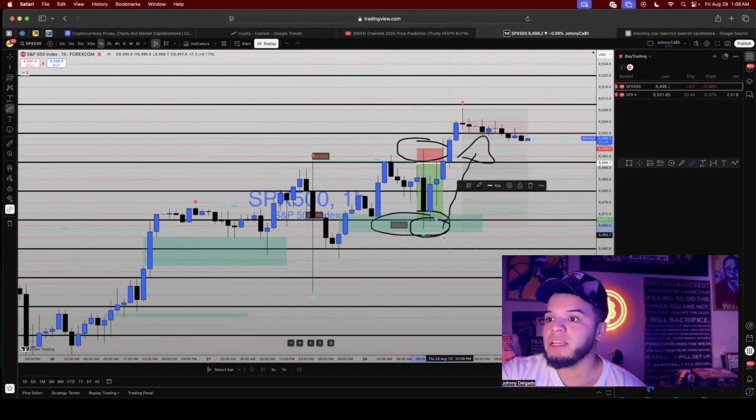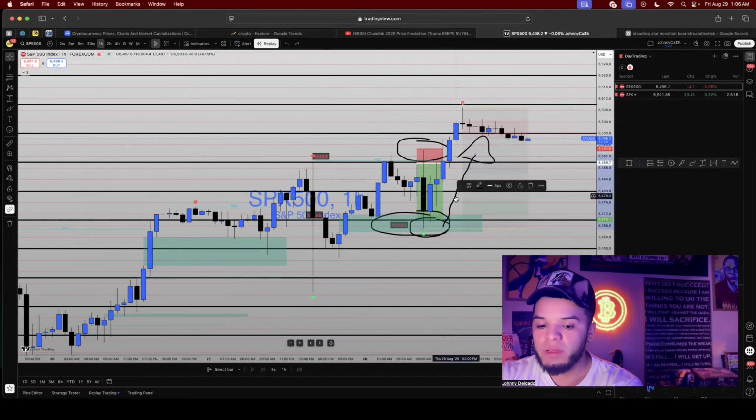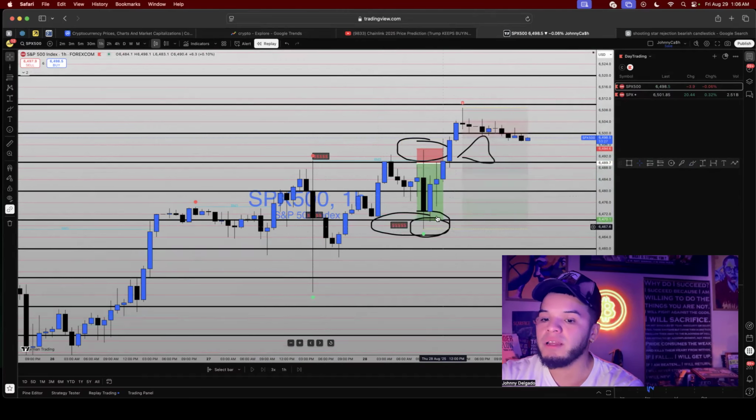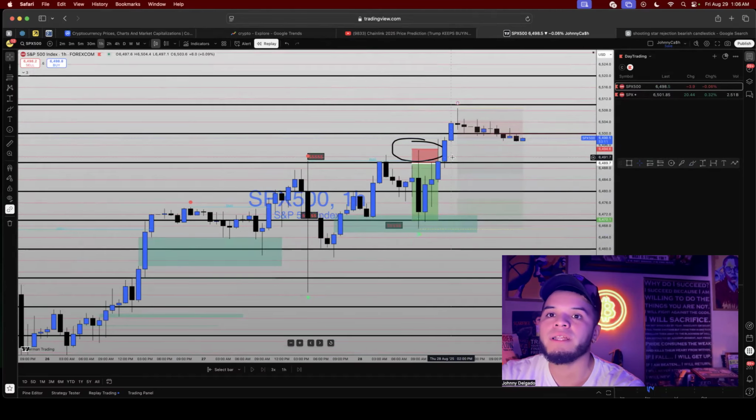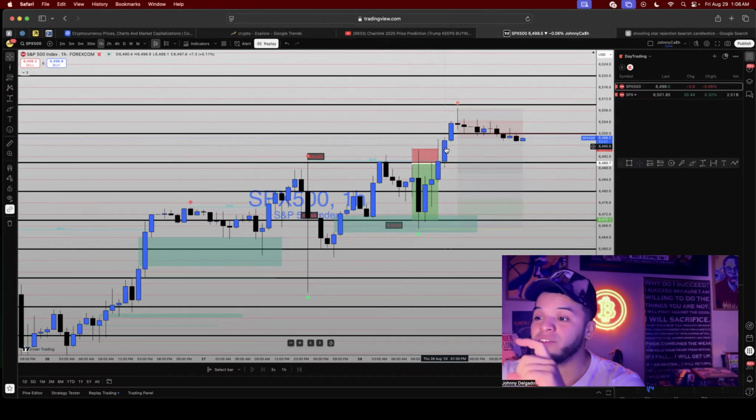Now, let me delete all of this. I'm going to put this in a smaller time frame, and then I'm going to teach you guys basically what I was looking at in terms of order flow, because it's very important to understand order flow, because you're going to be able to see essentially what is happening in between every single chart, every single candle, sorry.